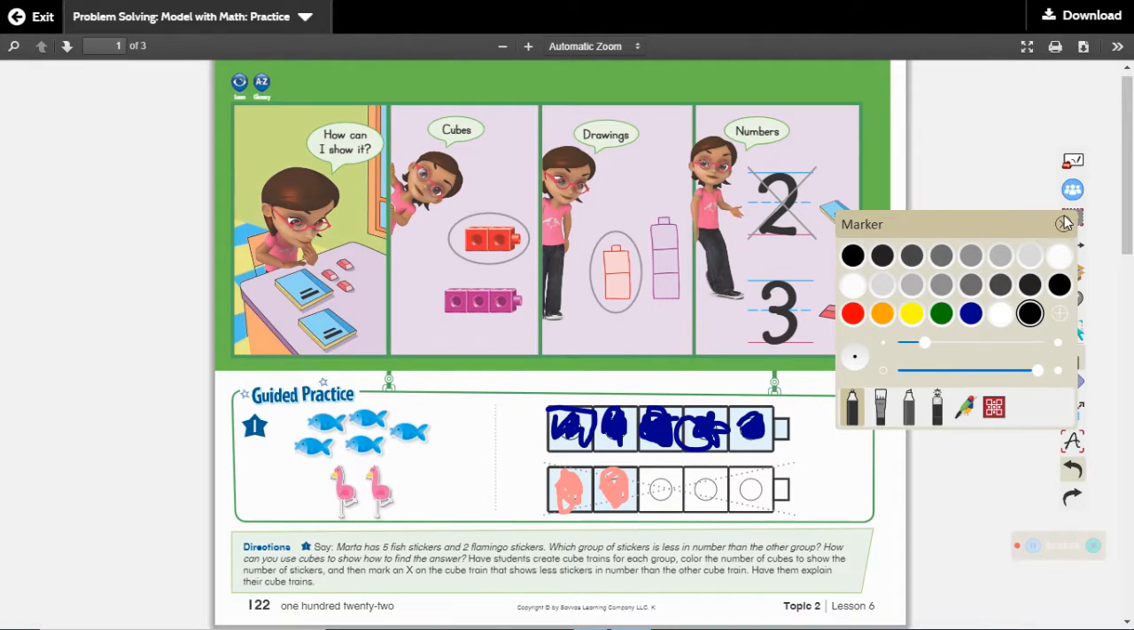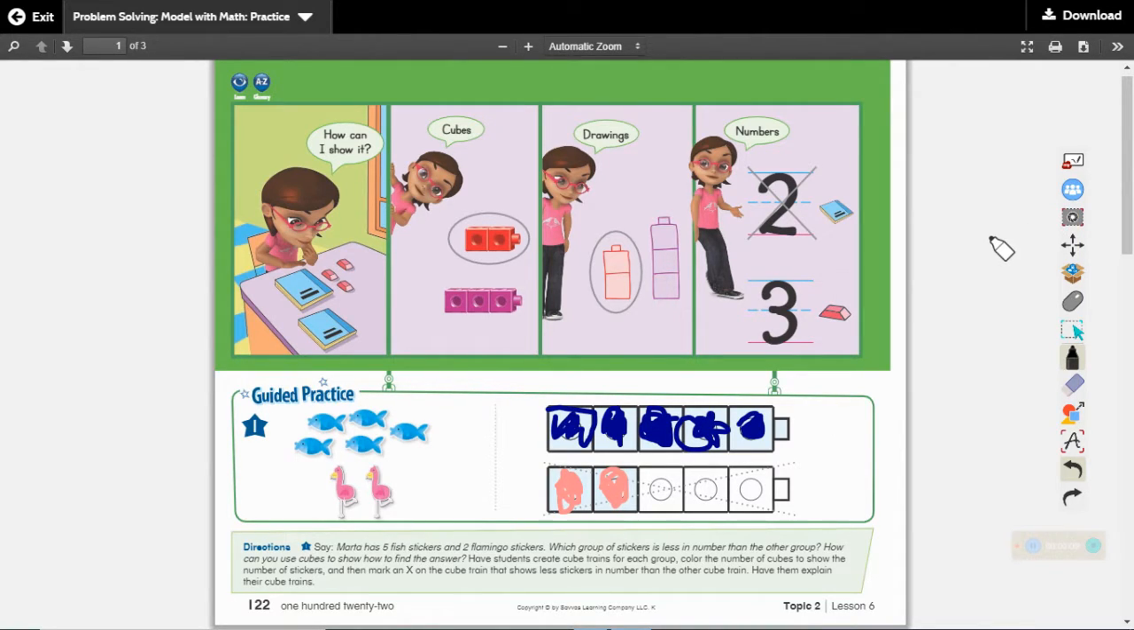Which one has less? Do we have less blue fish or do we have less pink flamingo stickers? We have less pink flamingo stickers, so we're going to put an X on our flamingo sticker cube train because we have less of those.